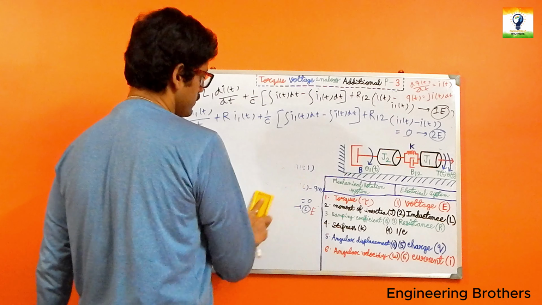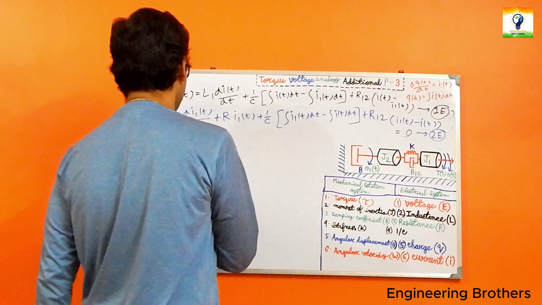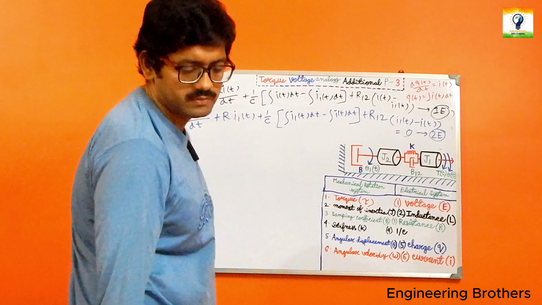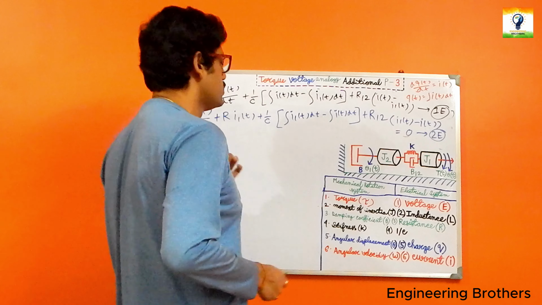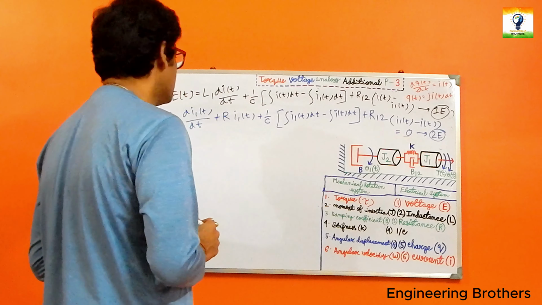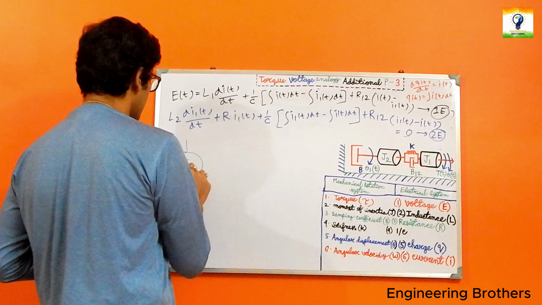So let us concentrate on that portion over here. So we have got the voltage source over here. So just looking at these two given electrical equations, we have realized that the ET has been connected over here.